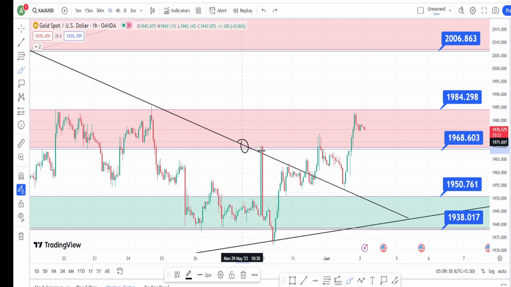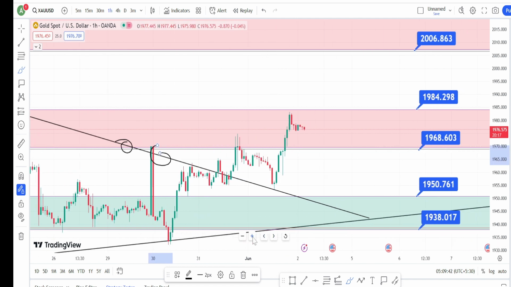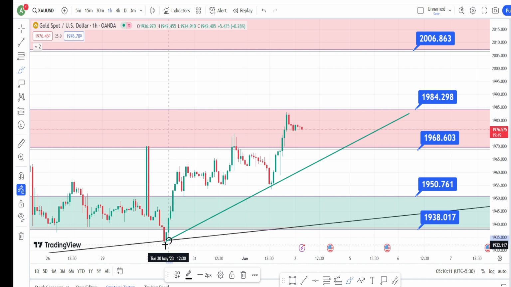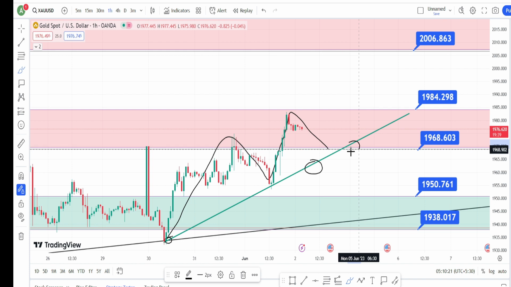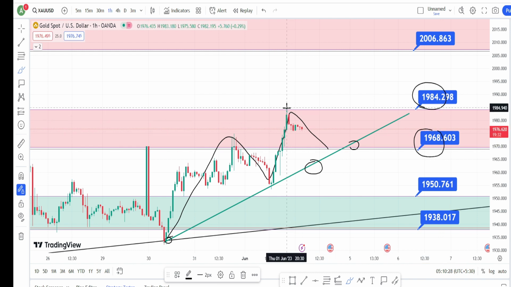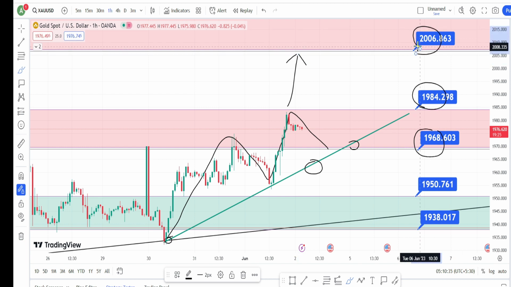So this resistance line will become invalid. We'll draw a new support line for the current trend. So I have drawn a support line or a trend line. It is in a bullish trend for now, and we can expect the current bullish trend to continue as long as it is trading above this trend line or the support line. And presently it is testing the daily time frame resistance zone, and only when the price action breaks this resistance zone, we can expect the bullish side retracement to continue, and next level of resistance from the daily time frame is going to be around 2006.